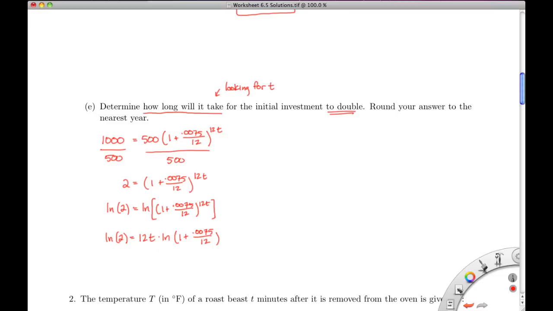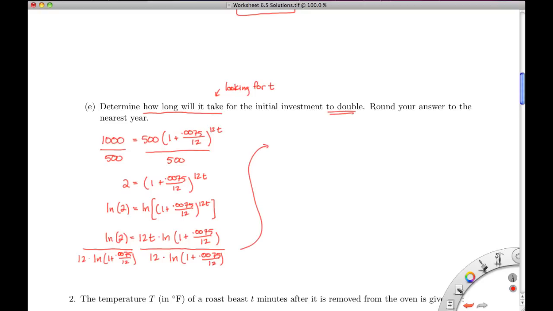Now we want to isolate t, so I'm going to want to divide by 12. That'll get rid of the 12. And we'll go ahead and divide by the ln of 1 plus 0.0075 divided by 12, because those two numbers will reduce down to 1. And if we divide both sides, that'll just leave us with t.